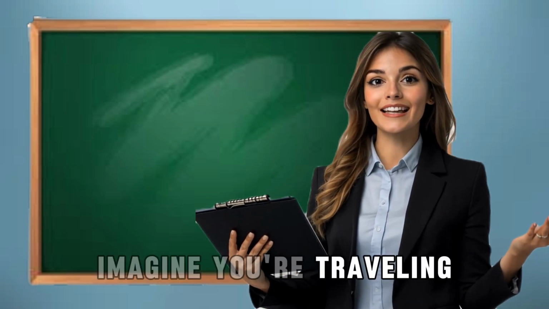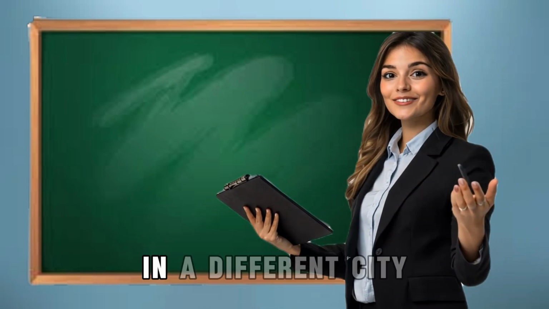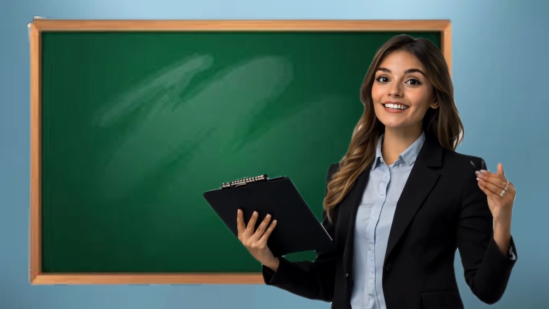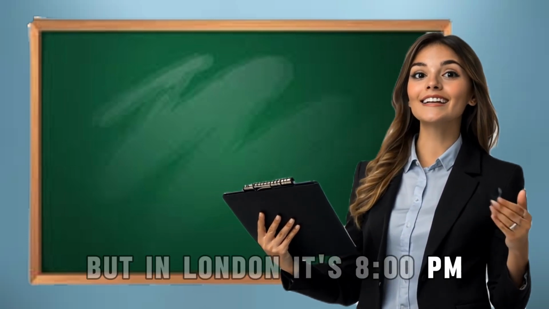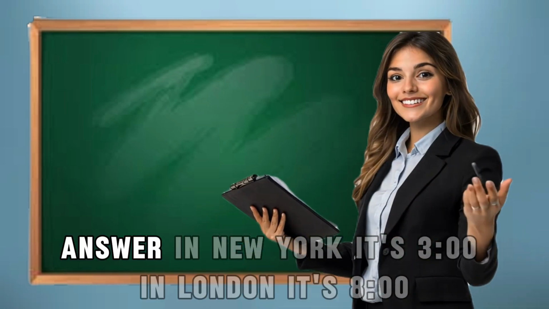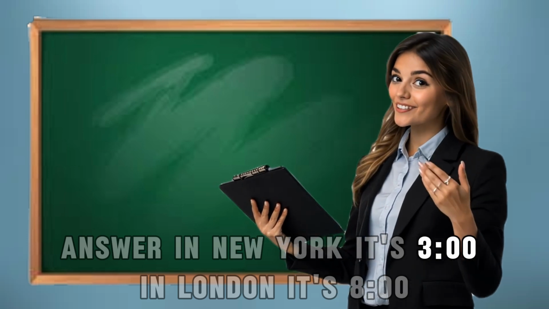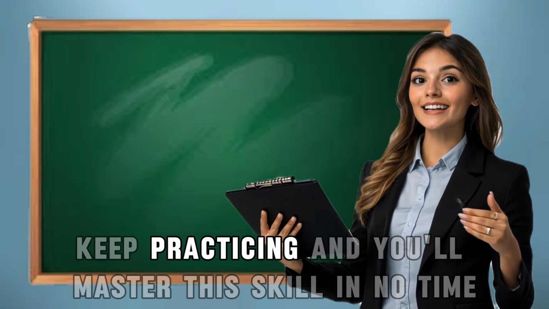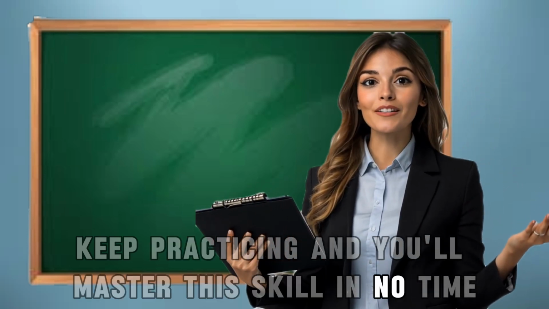Now imagine you're traveling and someone asks you about the time in a different city. Let's pretend you're in New York and it's 3 p.m., but in London it's 8 o'clock p.m. How would you say the time for both cities? Answer, in New York it's 3 o'clock. In London it's 8 o'clock. Keep practicing and you'll master this skill in no time.